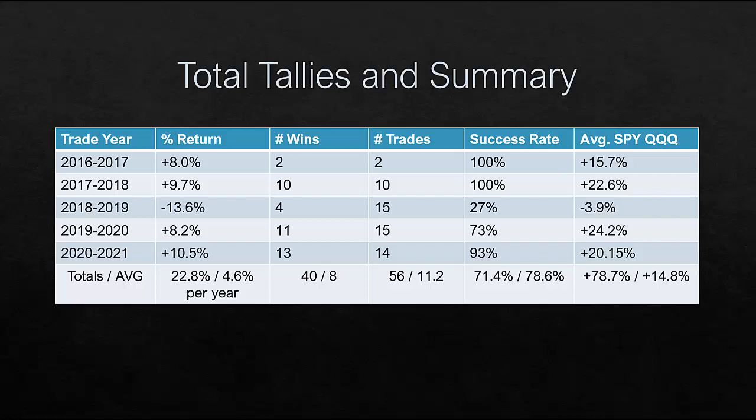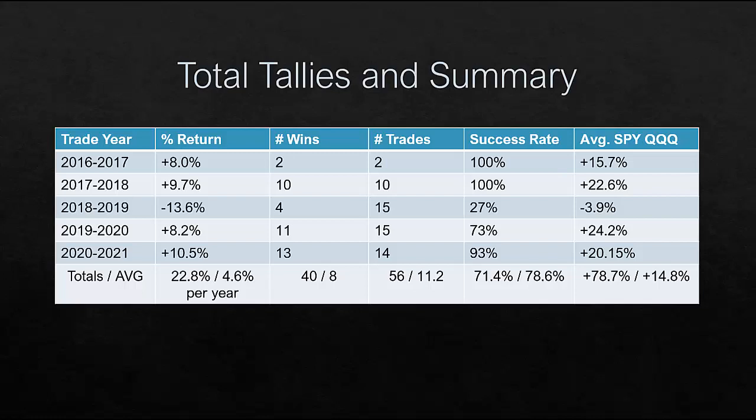while the average between SPX and QQQ was about 15.7%. The next year, a little bit better, but not quite at our double-digit returns. We're at a 9.7% average return on the top 10 positions. 100% were successful, while the market as a whole averaged about 22.6% return. The year we wish we could forget.